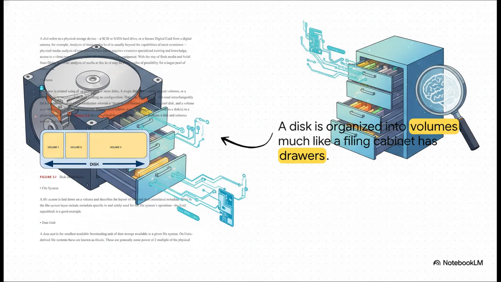It all starts with the physical disk itself, which gets partitioned into what we call volumes. A single disk can have multiple volumes, just like a big filing cabinet has different drawers for different things.